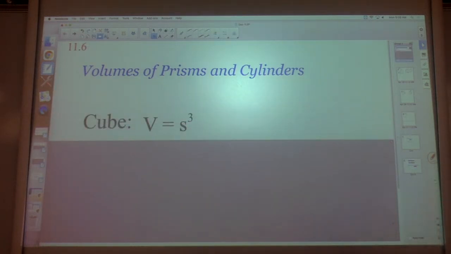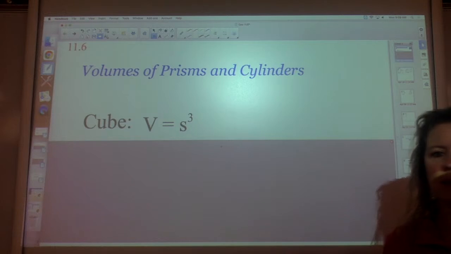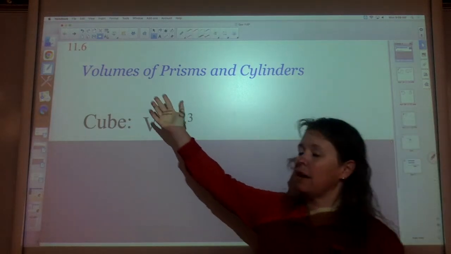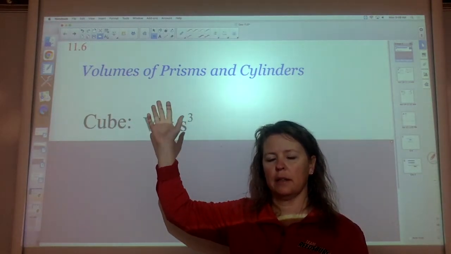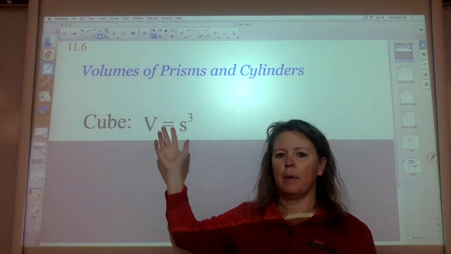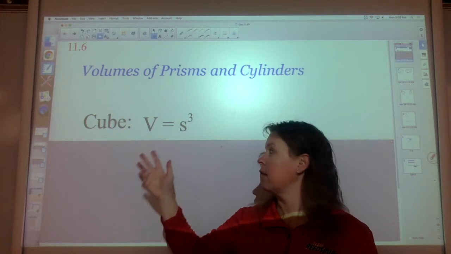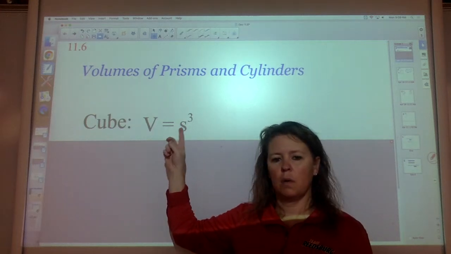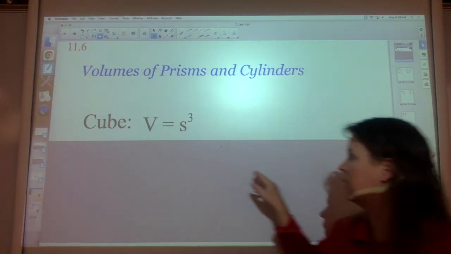The volume of a cube, a perfect cube, is side cubed, because you're going to take the side times the side times the side. You've possibly heard of volume before as length times width times height. Well, as you know, we don't talk about length and width anymore. We talk about base and height. But in a cube, whether it's the length, the width, or the height, they're all the same size. So you just take the one measurement of the side and cube it.